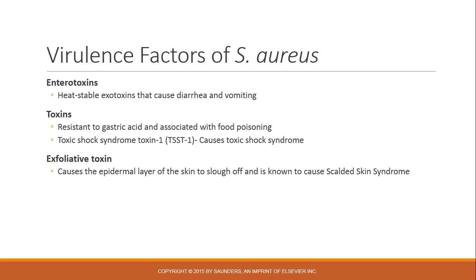Let's see. The virulence factors for Staph aureus. These are characteristics that it has that help it cause disease in humans. So there are enterotoxins. We talked about exotoxins, and we talked about endotoxins. Remember what the difference was? How's an exotoxin different from an endotoxin? What is an endotoxin? Do you remember? Anybody remember?